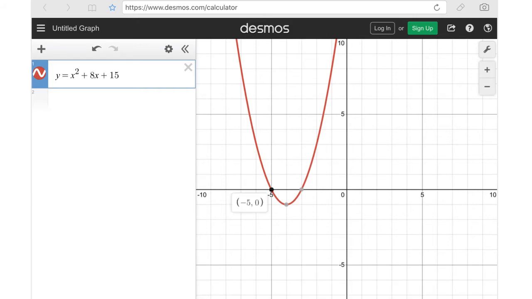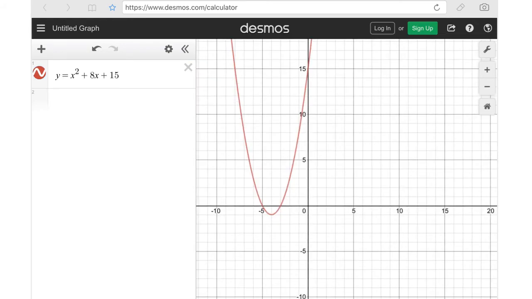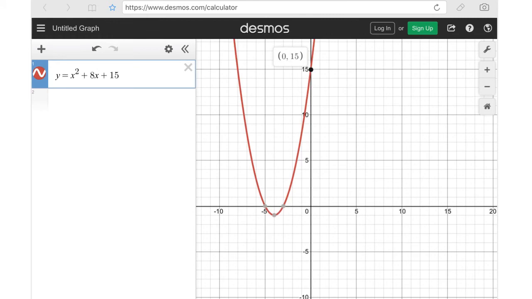I have my zeros, or my solutions, also called my roots or x-intercepts, right where it crosses the x-axis, at -5 and -3. If you were to solve this using the quadratic formula, or by factoring, your solutions would be at -5 and -3. I also have a y-intercept. If I zoom out, my y-intercept is located at (0, 15), so this is where it crosses the y-axis.